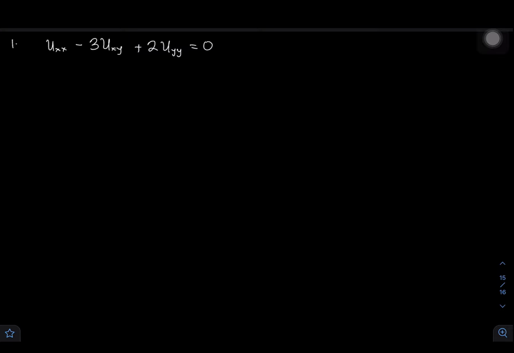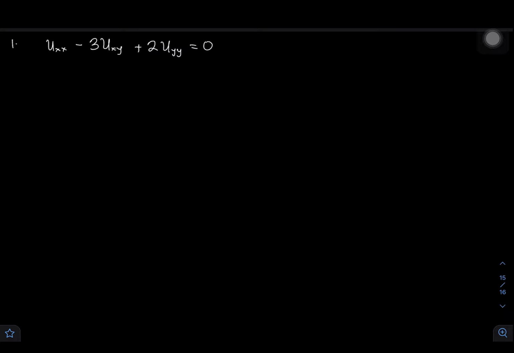We're going to solve a couple of examples, not just one. We're trying to classify these second order partial differential equations. Luckily for this first example, there are no first order terms, and even if there were, we wouldn't be concerned about them because we are always interested in the second order terms.